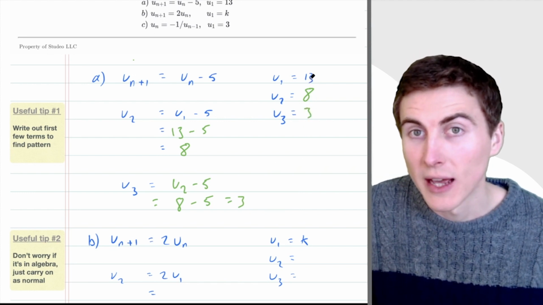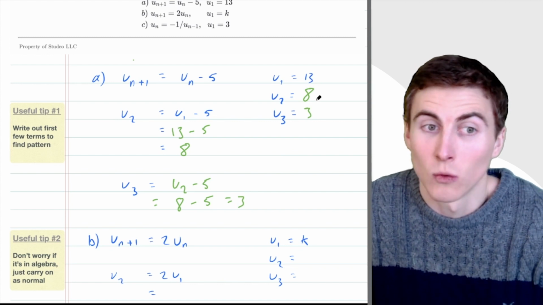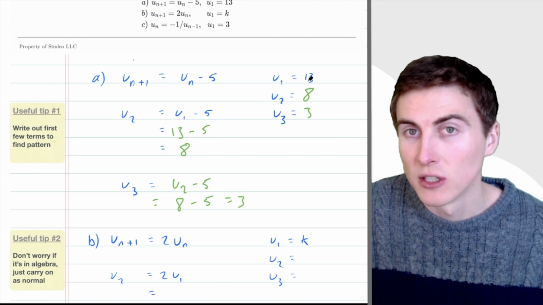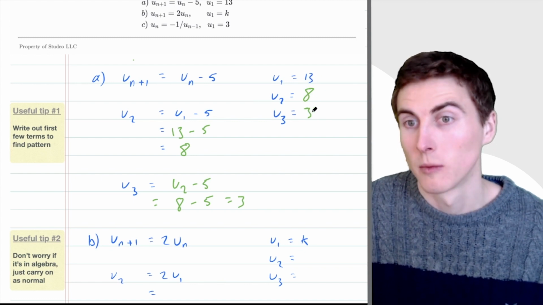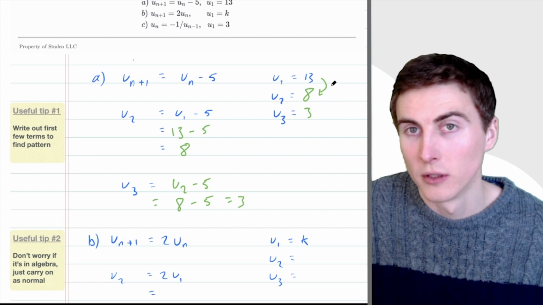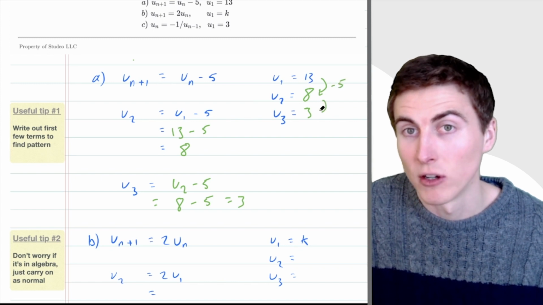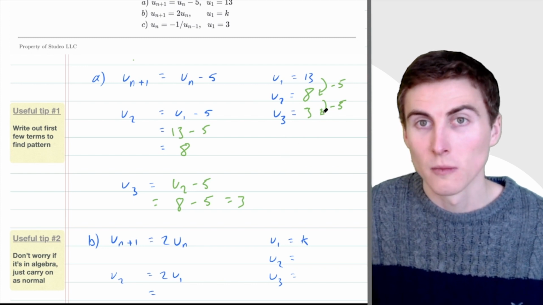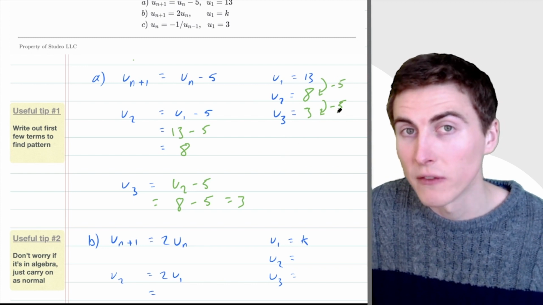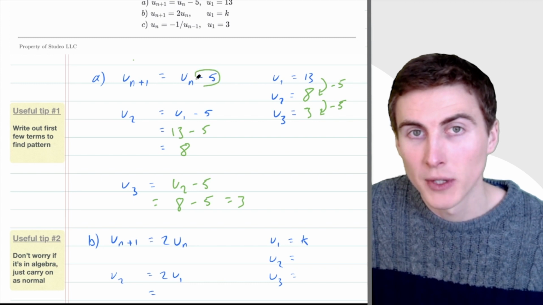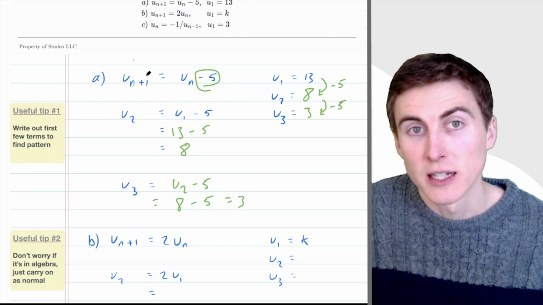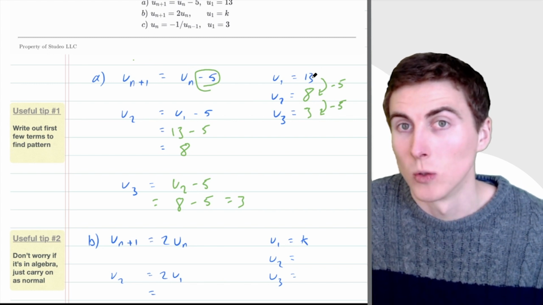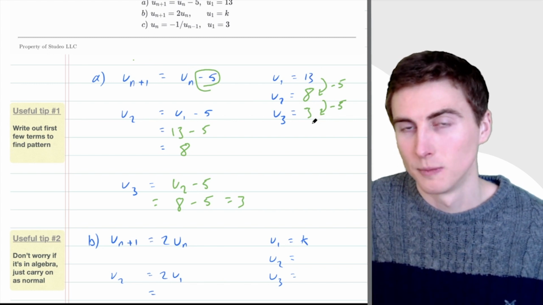Now that I have these terms, I can look at them and figure out what's going on, what's the pattern. Well, at the moment it's decreasing. 13, 8, 3, that's taking away 5 each time. And presumably it's going to carry on taking away 5, which we could check if we wanted to by finding some more terms. But the fact that it's decreasing by 5 each time makes a lot of sense, because the formula says to find the next term, just take the current one, take away 5. So obviously they're going to decrease by 5 each time.